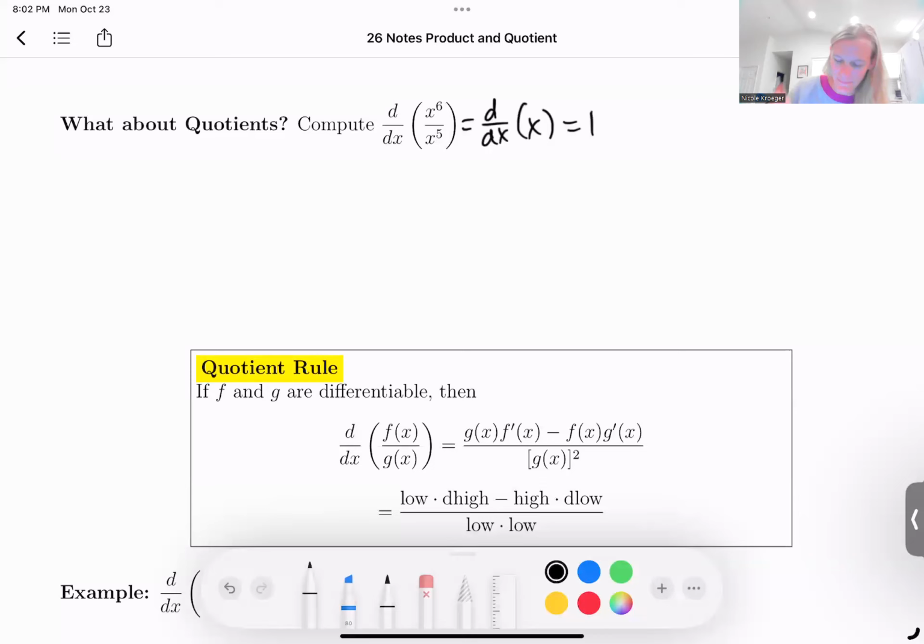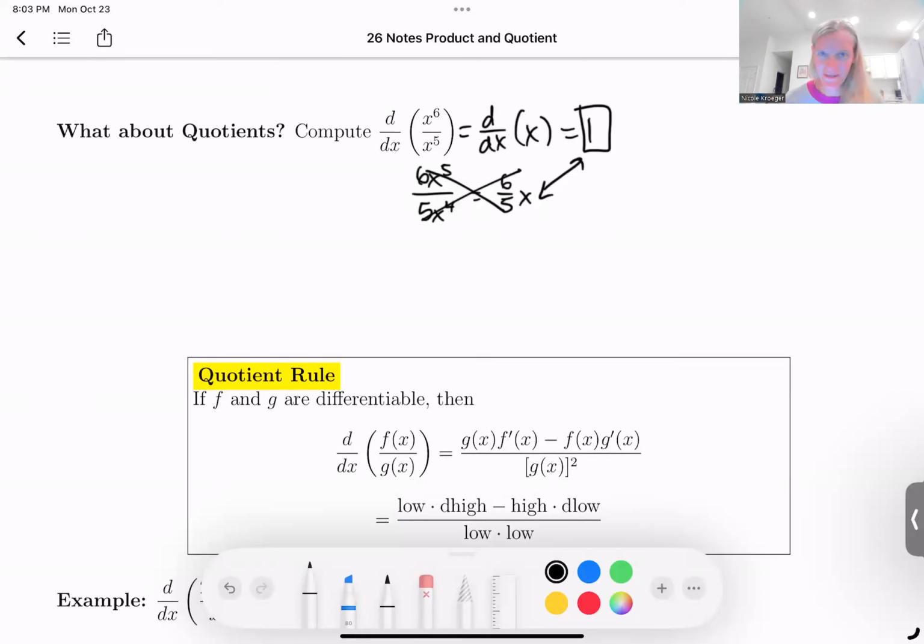If I tried to take the derivative of the top and the bottom separately, I would get 6x to the 5th over 5x to the 4th, which simplifies to 6/5 x. These are definitely not equal to each other. 1 was the correct answer because it worked from simplifying. So the second method does not work. So we cannot take the derivative of the numerator and the derivative of the denominator separately. Calculus doesn't work quite as nice as we would like it to.